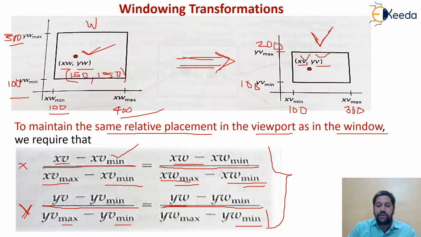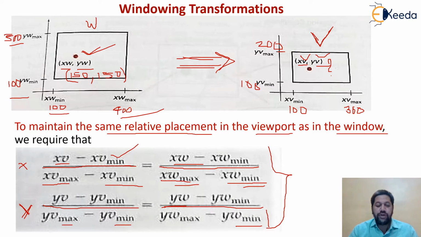Definitely it is not 150, 150, because the displacement in x in the window is 100 to 400, while in the viewport it is 100 to 300. In y, the displacement in the window is 100 to 300, but in the viewport it is only 100 to 200. So obviously the point 150, 150, the xw, yw value, will not stay the same. It is going to change, and we have to find out what the value of xv and yv should be.